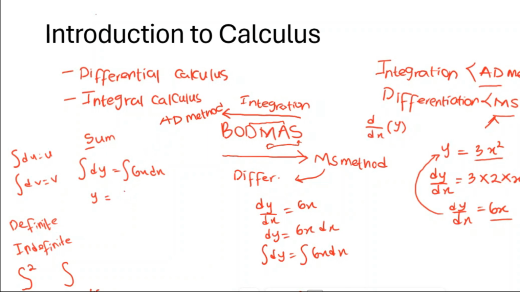What we have there already is 6x. The power of x here is 1. So if we add 1 to the power, that will give us 1 plus 1, divided by that new power, which is 2, plus arbitrary constant c, because it's an indefinite integral. So our y is going to give us 6x raised to power 2 divided by 2 plus c. Our y is going to give us 3x squared plus c.